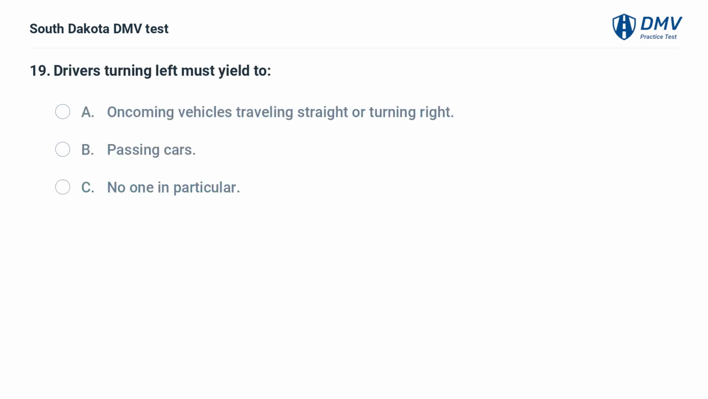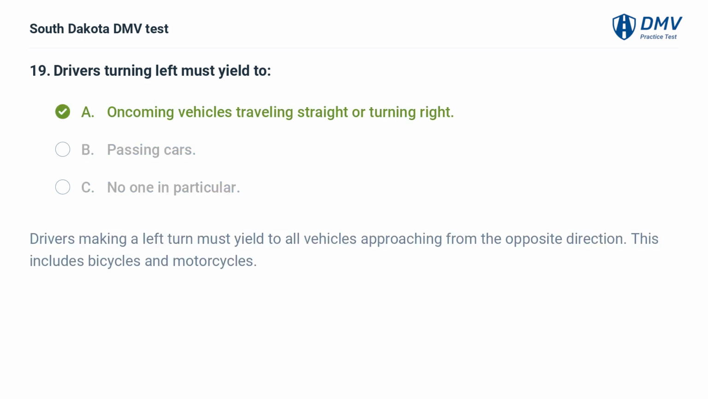Drivers turning left must yield to A. Oncoming vehicles traveling straight or turning right. B. Passing cars. C. No one in particular. A. Oncoming vehicles traveling straight or turning right. Drivers making a left turn must yield to all vehicles approaching from the opposite direction. This includes bicycles and motorcycles.